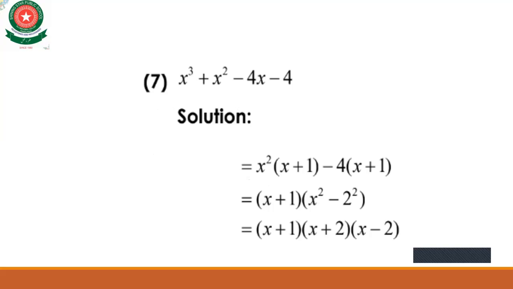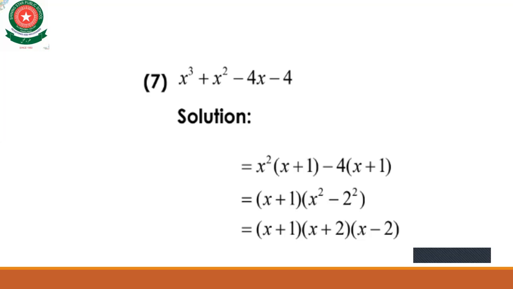You can say that in the first step there is minus 4x. By taking minus 4 common, the sign will also change, x plus 1. Okay, 4 ones are 4, x plus 4 ones are 4. Here the common factor is x plus 1. The remaining will be x square minus 4. You can write minus 4 as 2 square.